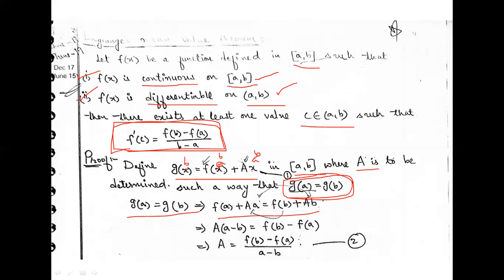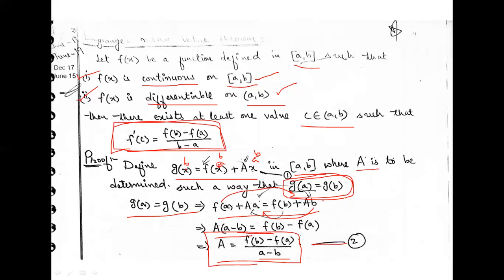Now take this Ab to that side, and take f of a to your right hand side. Then take capital A as common. Then what will you get? A bracket a minus b is equal to f of b minus f of a. If you send this a minus b to that side, you will get A is equal to f of b minus f of a by a minus b. This will be your equation number 2.